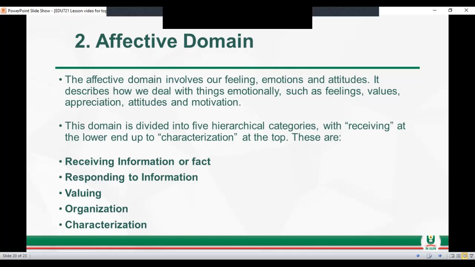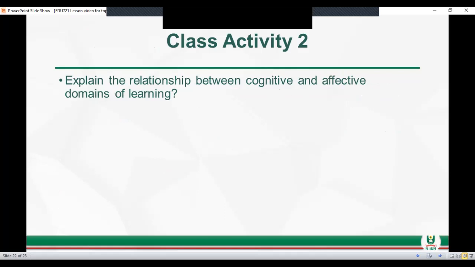There is also a class activity for you before I conclude this session. Explain the relationship between cognitive and affective domains of learning. This section on Bloom's taxonomy is very significant in our teaching and learning activities because it allows teachers to plan their teaching and what the goals, the objectives of the lesson will be.